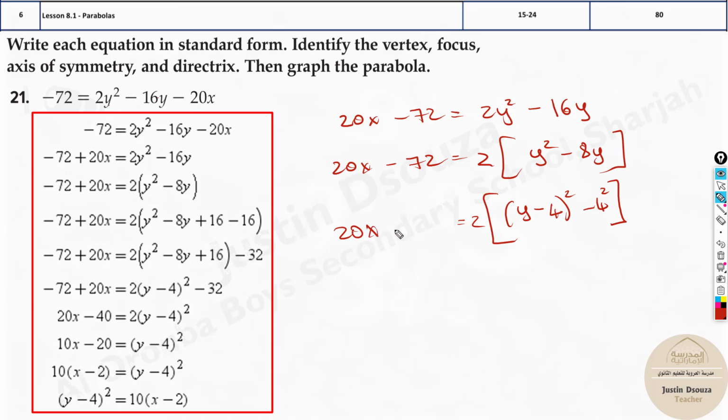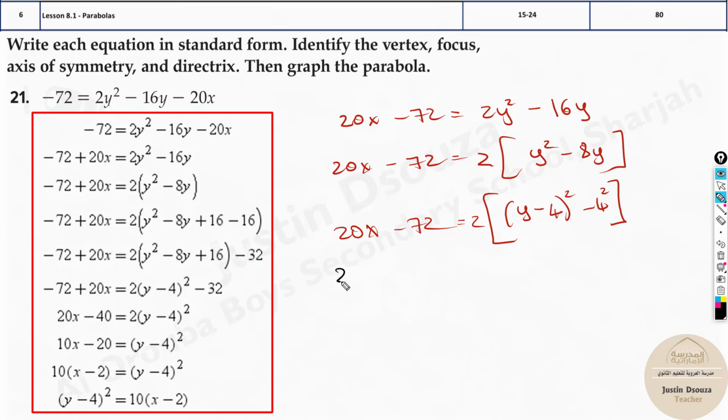See, now it's 20x minus 72, right? Divide both the sides by 2, this will go. That is one thing. But imagine over here you have odd numbers, say 21 or something. You were not able to divide. Then what you do is, I will show both the methods, okay? First, I will do this multiplication by distributive.